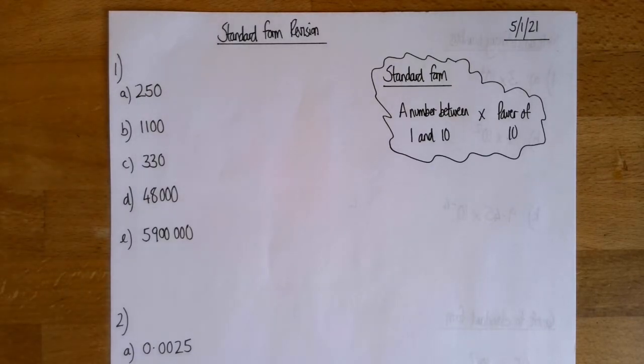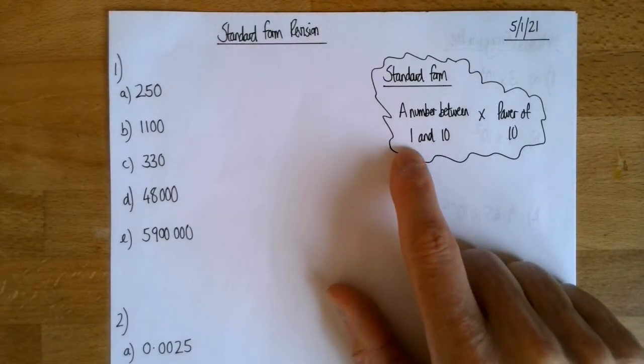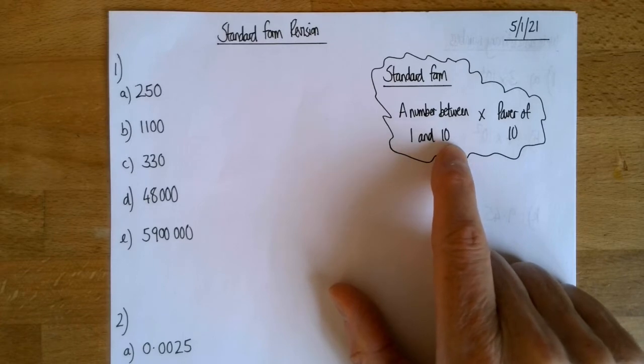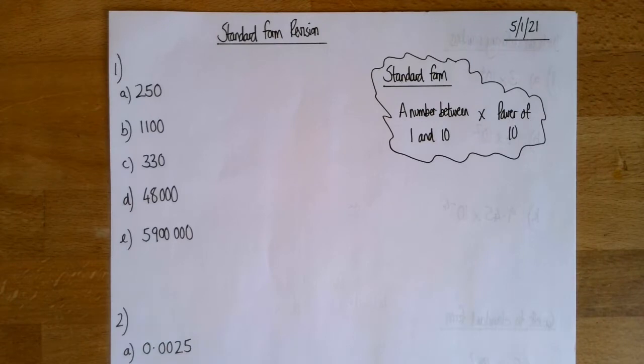So standard form. Standard form takes large numbers and small numbers and writes them in a standard form, and that form is, it writes them as a number between 1 and 10. 1 is allowed, 10 isn't, so you can have 9.999 but not 10, multiplied by a power of 10.